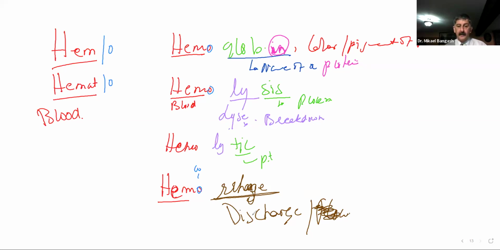So when we say hemorrhage, the word may mean discharge of blood. But this is just a fancy word for what in plain English we call a bleeding. The blood that is lost out of the circulation is being discharged. It actually leaves the body.